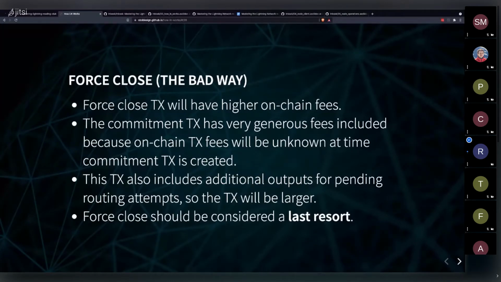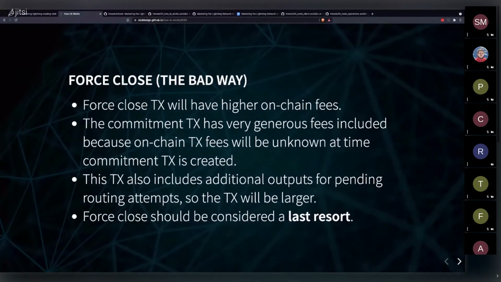HTLC outputs can be spent, you can get back the funds of the HTLC outputs, but then you have to spend them again. So for each extra output, that includes each extra transaction. So that's a very long way to get back the funds compared to the good way. In the good way, you have only one commitment transaction. And in the bad way, you have one commitment transaction plus an HTLC transaction, which hasn't been settled. So that's why the transaction fee increases.